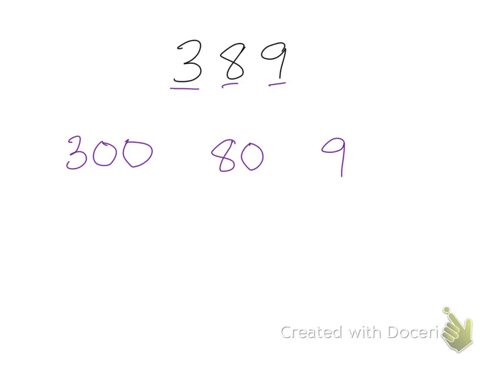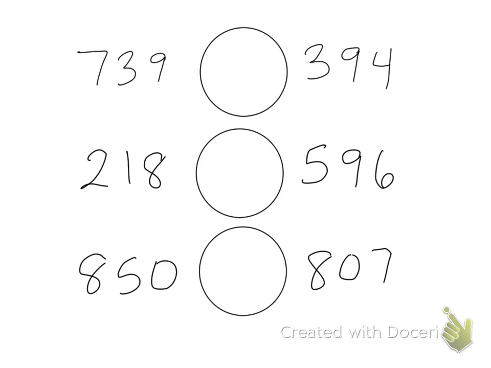All right. So, here I have some numbers and I want to compare them. I have 739 and 394. Which comparison symbol would I use? Well, I would use the greater than symbol because 739 is greater than 394. I have 218 and 596. Well, 218 is less than 596. 850 and 807. 850 is greater than 807.